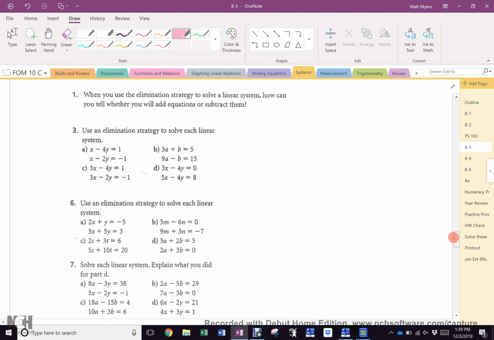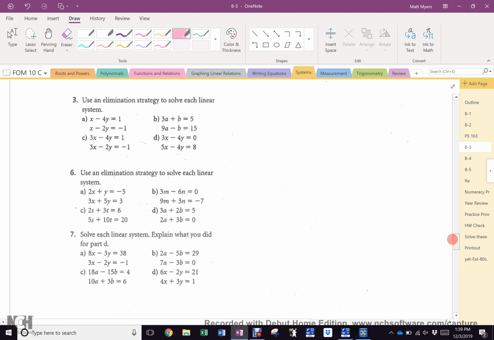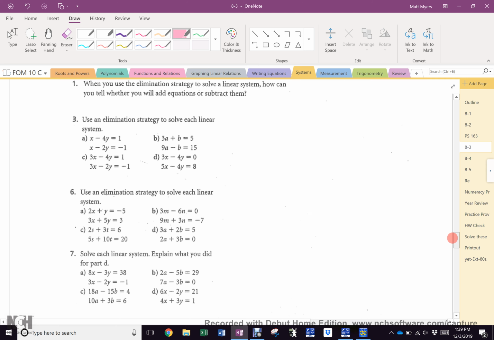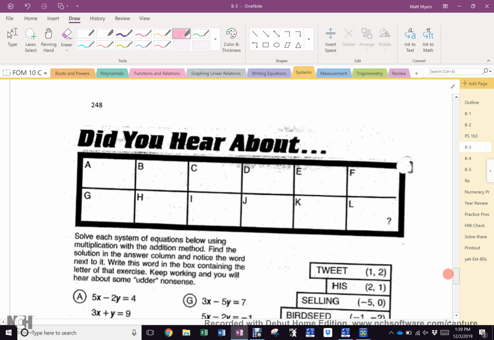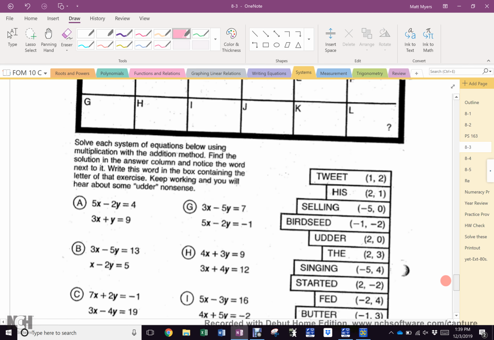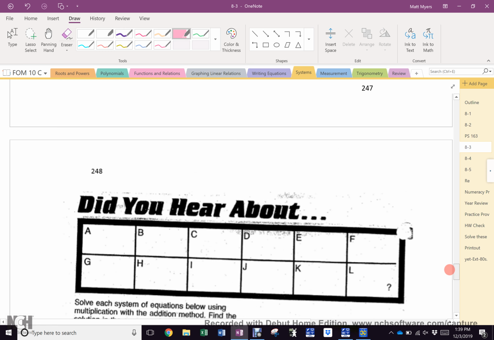Page 179, I believe, has elimination practice. 181. Okay. But then on 182, you can do another one of these. Can we just pick one of the pages? Yeah, of course.